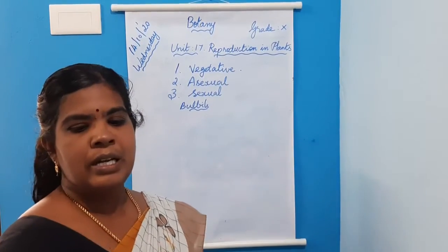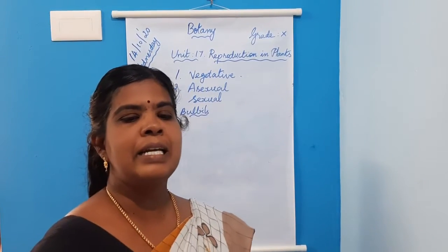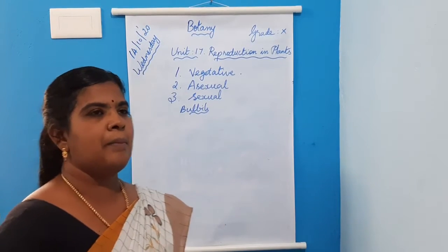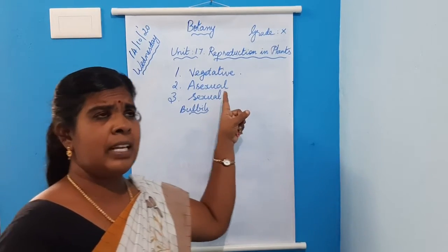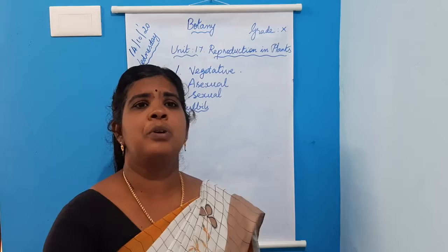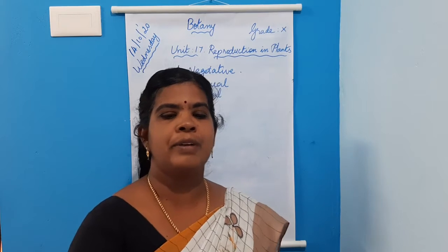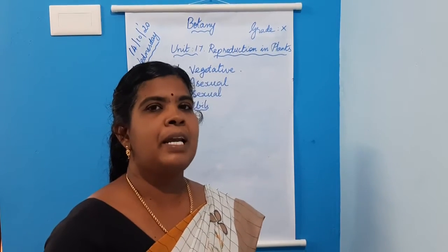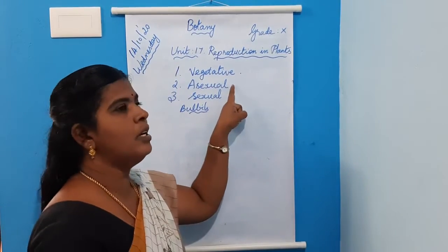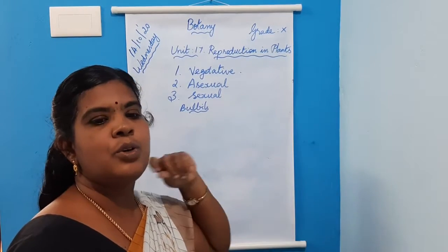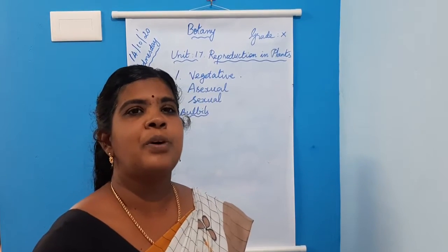Next is asexual reproduction. What do you mean by asexual reproduction? It is the production of offspring or young ones by a single parent without the fusion of gametes, without the involvement of male and female gametes. So in asexual reproduction also, there is no gametic union. It occurs by means of spore formation.